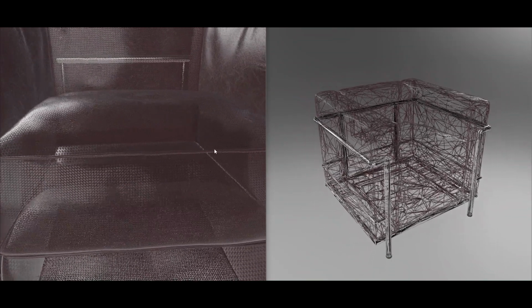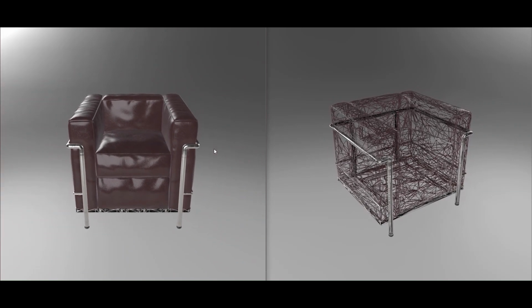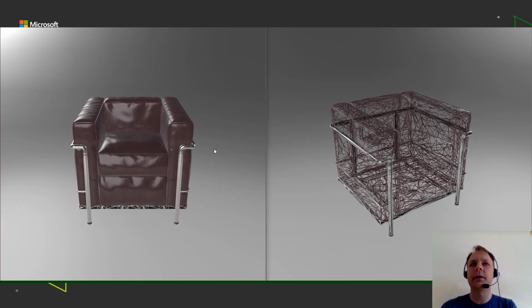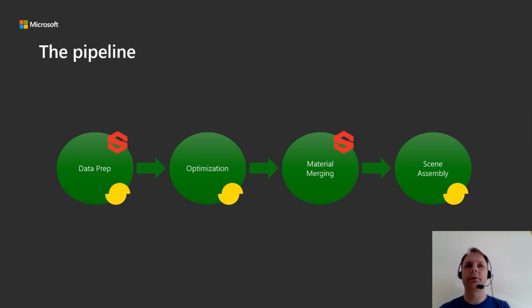So we use the remesher in Simplygon, which does a great job of taking all the material data, creating a new atlas for it, and basically mapping the original material data to the new model. So let's look at the processing pipeline that was used to create that model. It has 4 stages: the data prep, optimization, material merging, and scene assembly.